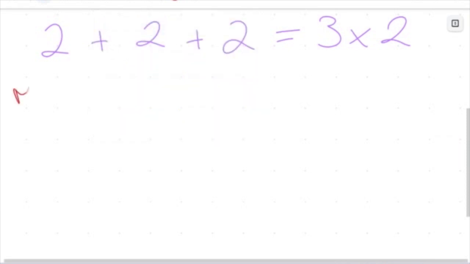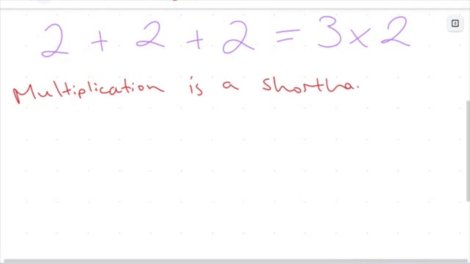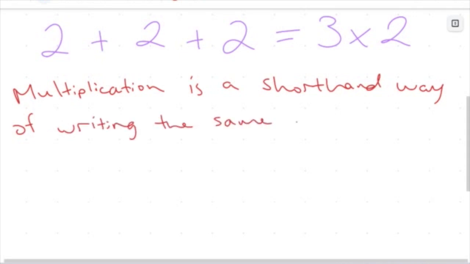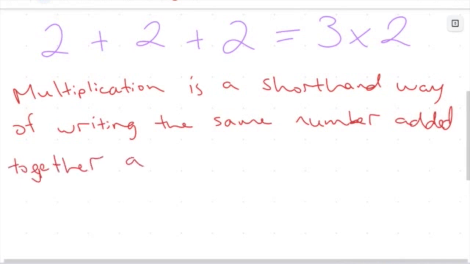So multiplication is a shorthand way of writing the same number added together a certain number of times.